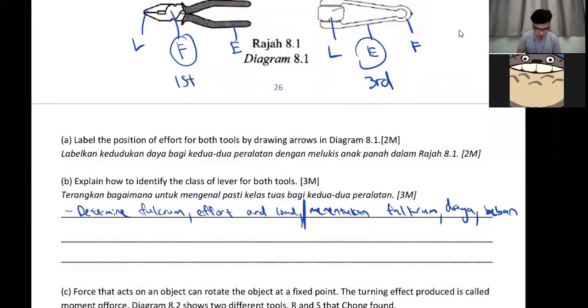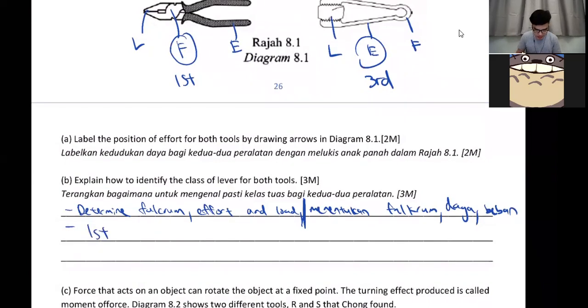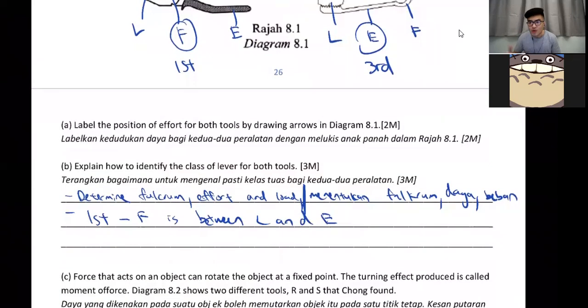All right, so the first two is first class. Why? Because to explain class, it is always something is between what? I'm just gonna write shortcut. Fulcrum is between L and E. Fulcrum terletak di antara beban dan daya. This is always how you explain that.